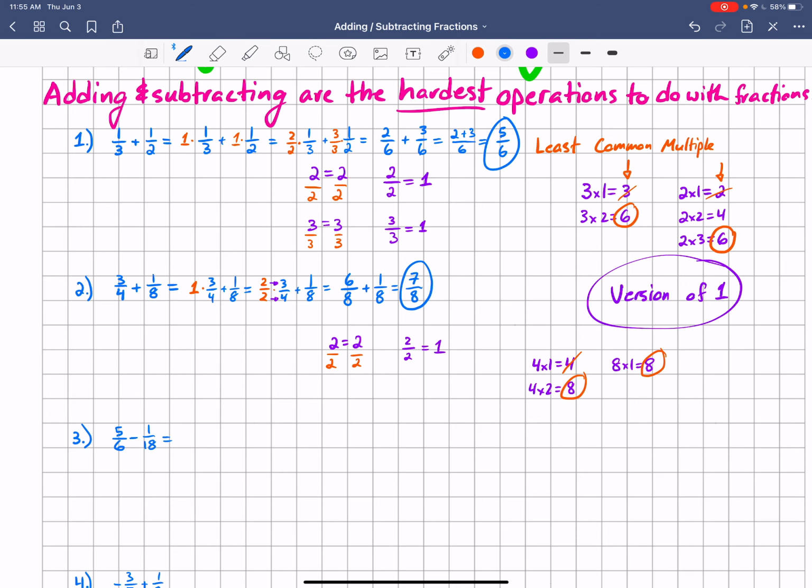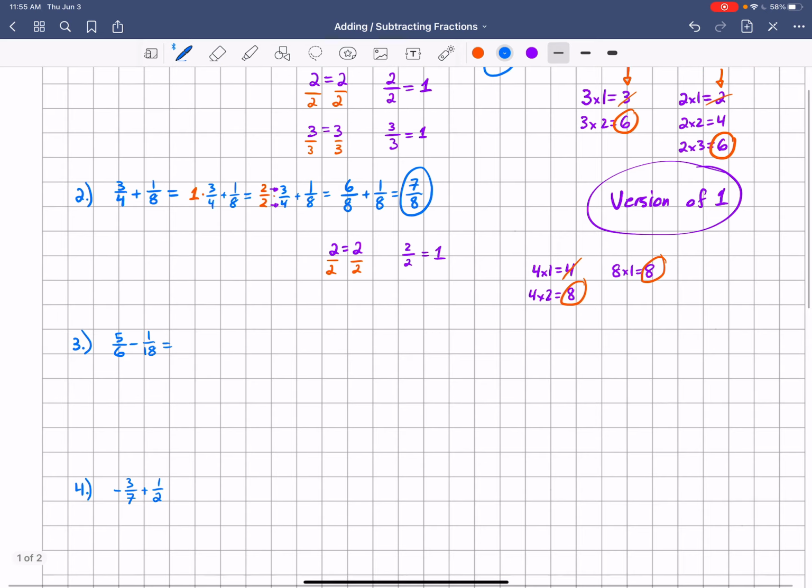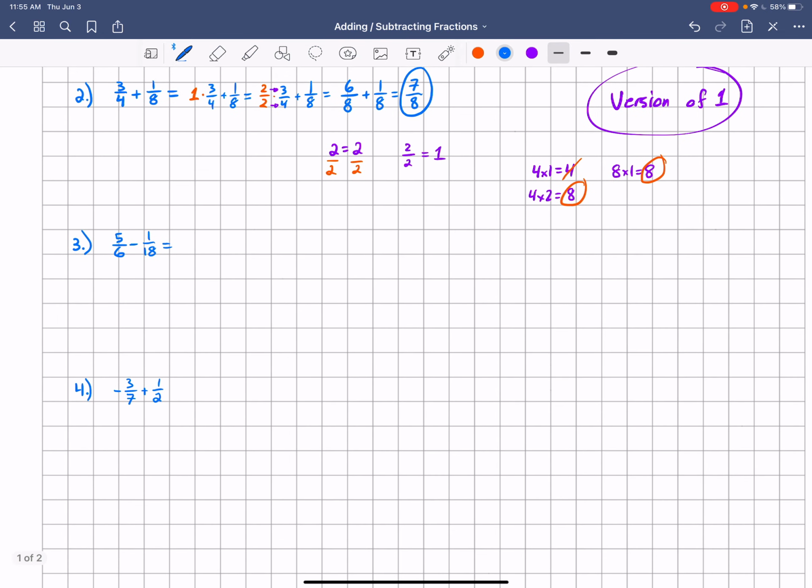Now we're going to look at a couple examples where we subtract fractions. Everything is the same except for the final step. Instead of adding, we're going to subtract. So the first step, let's find our common denominator. So we have 6 and we have 18. So the least common multiple of 6 and 18.